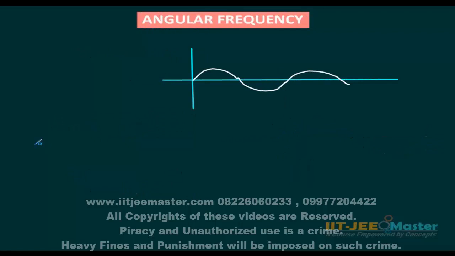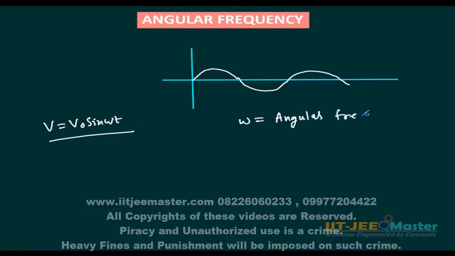Angular frequency. Just now we have seen the voltage V is equal to V naught sine omega t. Here, what is omega? Omega is the angular frequency. This is a familiar term, we don't have difficulty understanding it. And omega, how much is it? It is equal to 2 pi n.